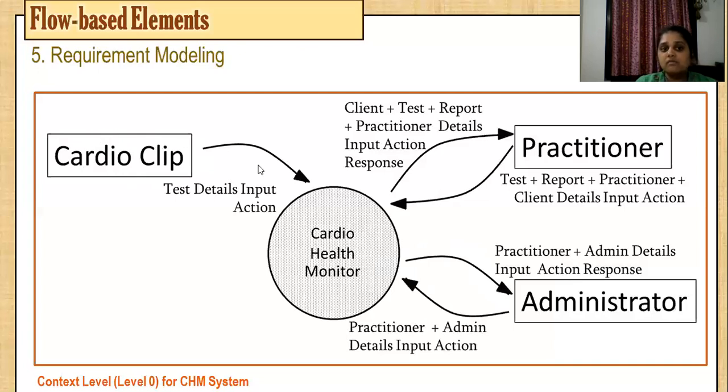So it is only a one-way function, that test details are given as input to the system. There will be no response from the system to the cardio clip. Okay, so this is level number 0, where I am giving only abstract details.